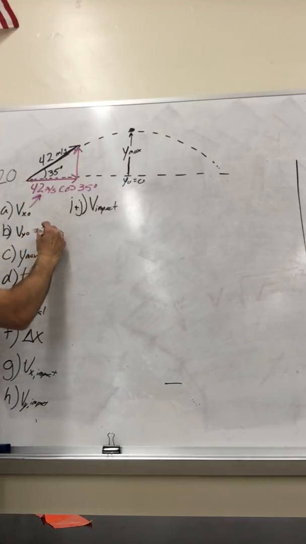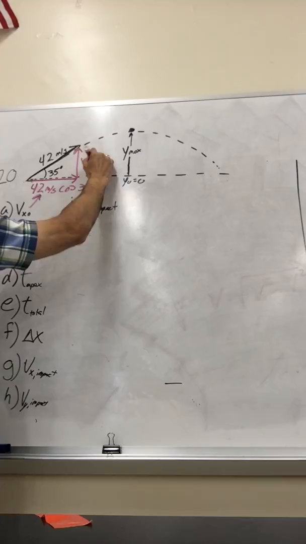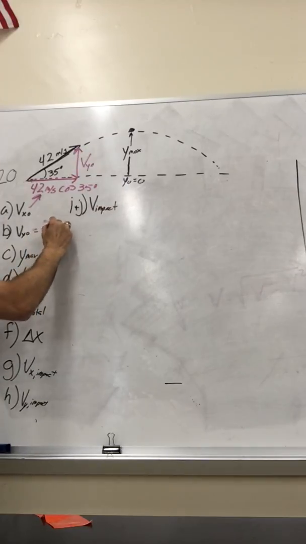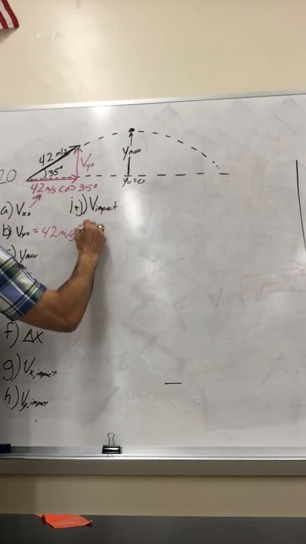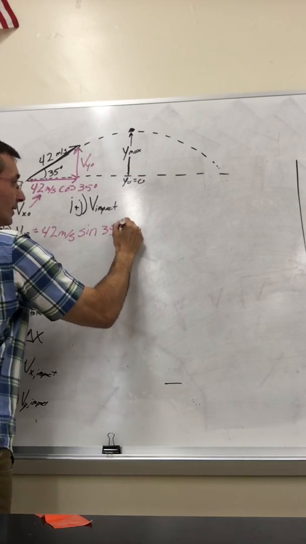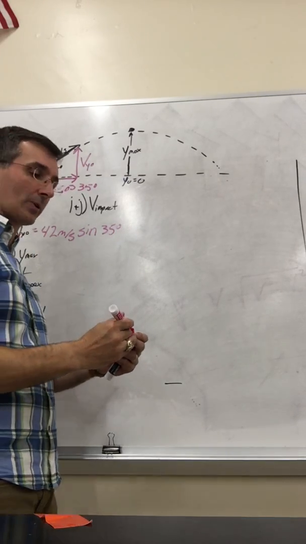And then v sub y would be 42 meters per second times the sine of 35 degrees. Don't leave it like that. Actually find what that value is.